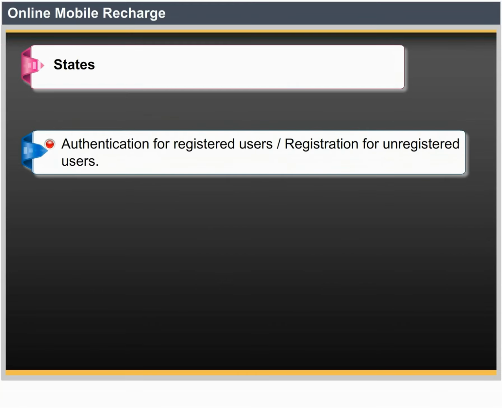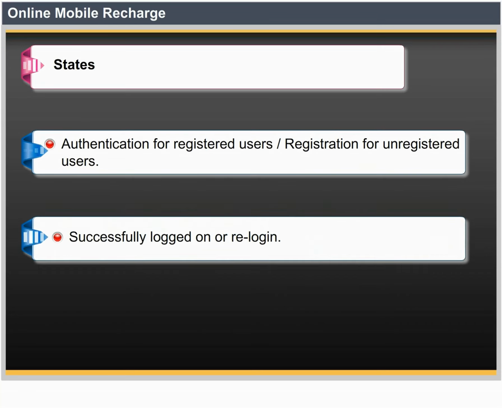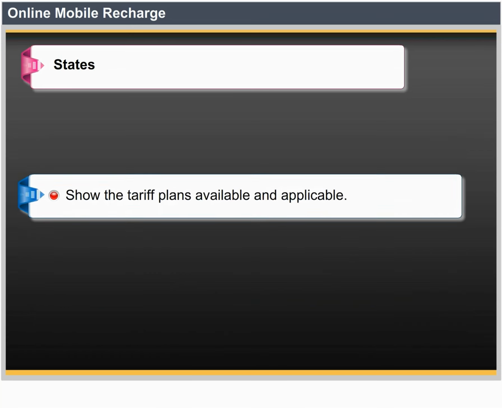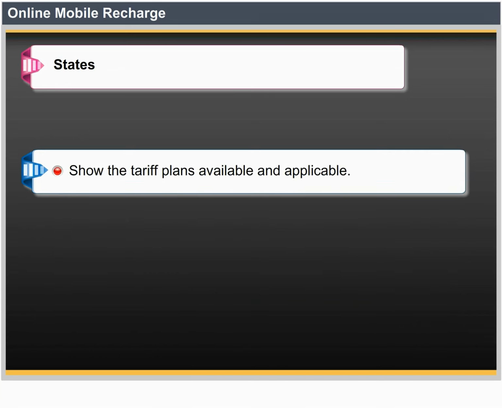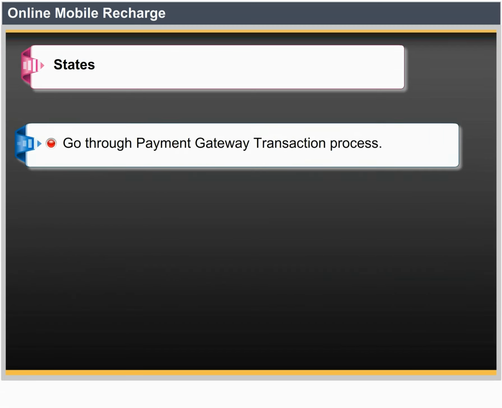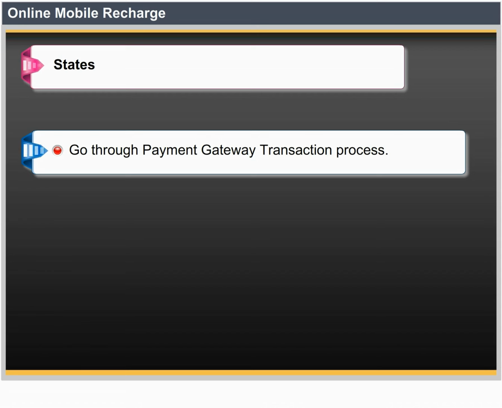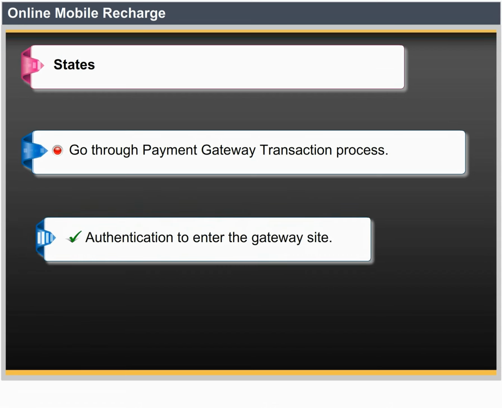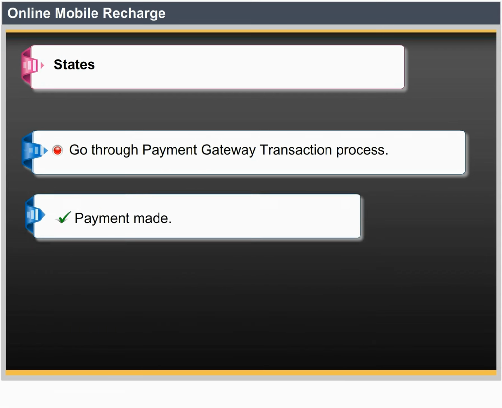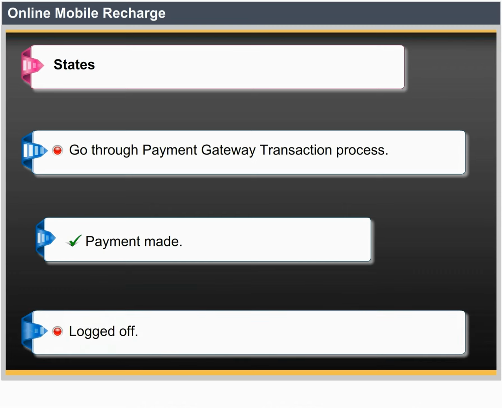States: authentication for registered users or registration for unregistered users. Successfully logged on or re-login. Operator selection. Show the tariff plans available and applicable. Request recharge. Go through payment gateway transaction process. Authentication to enter the gateway site. Successfully logged on or re-login. Payment made and logged off.